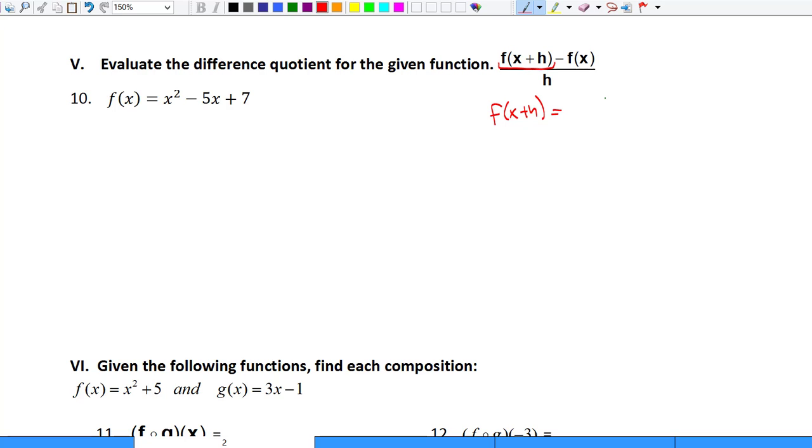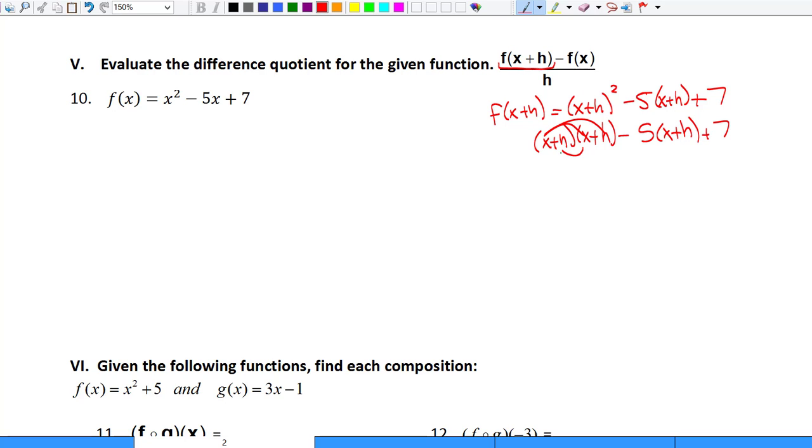So let's focus on just that red part, f of x plus h, because that actually takes a lot of our effort here. What that means is every time I see an x in f of x, I'm going to plug in an x plus h. So I have x plus h quantity squared, because that's x squared, minus 5 times x, but I'm taking out x and replacing it with x plus h, plus 7. This is going to require a little bit of effort because x plus h squared means x plus h times itself, x plus h.